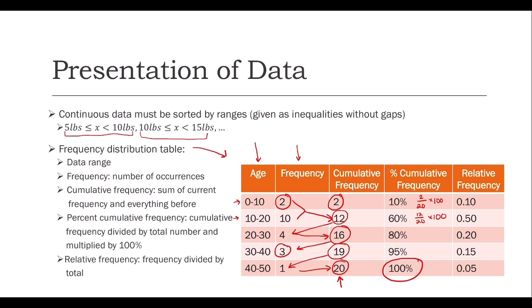For relative frequency, it's the frequency divided by the total. So this would be 2 over 20, 10 over 20, 4 over 20, 3 over 20, and 1 over 20. So that's how you would find your relative frequency.